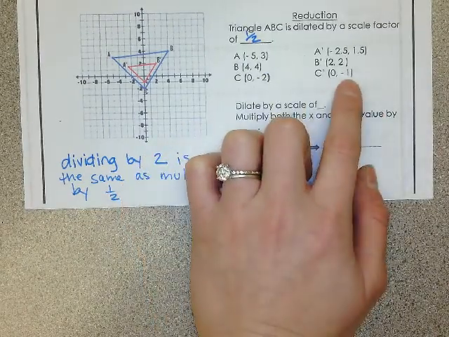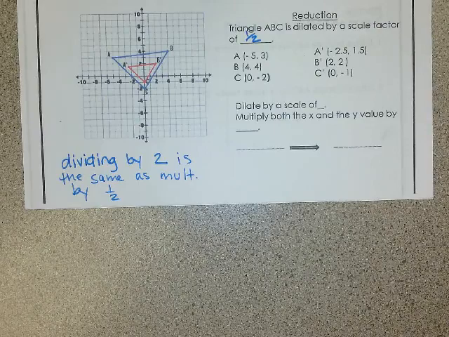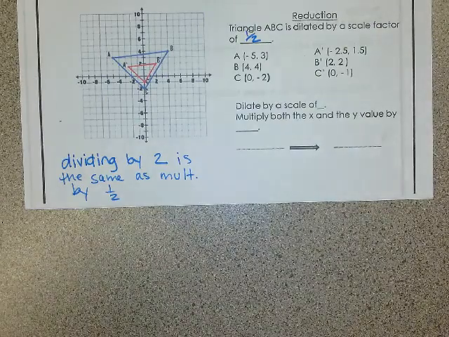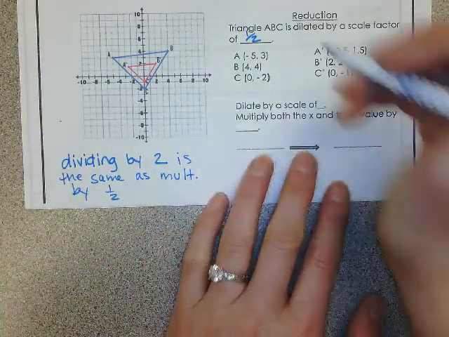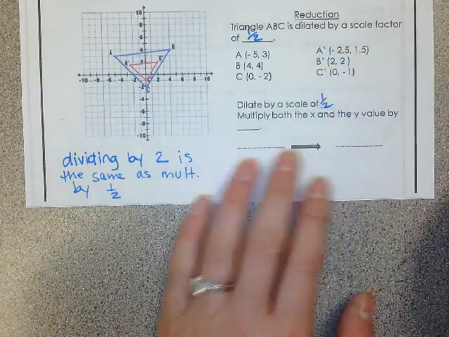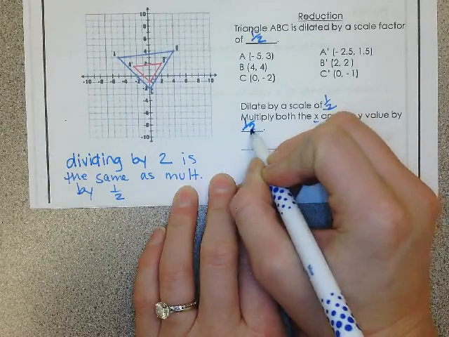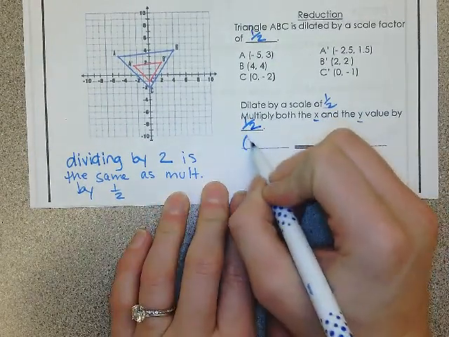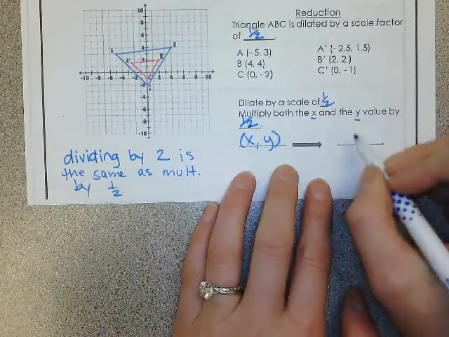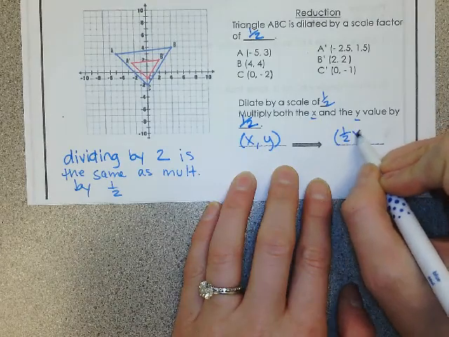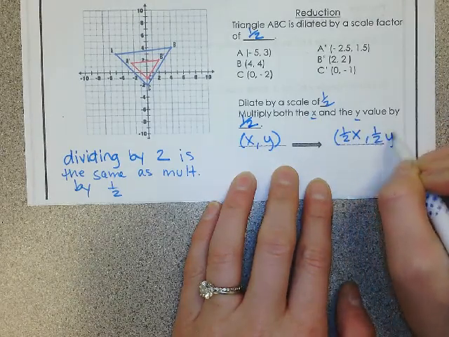Just -1, right? If you just do 2 divided by 2, that's 1, right? All right, so dilate by a scale factor of 1/2. Multiply both the x and the y value by 1/2. So xy goes to 1/2 x, 1/2 y.